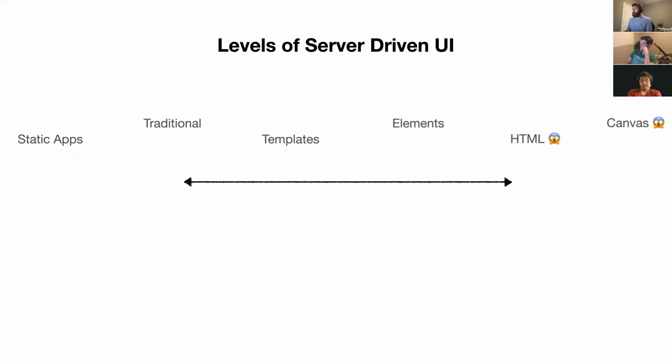Then if you want to get real crazy, you can start thinking about HTML. Probably don't want to do that. Or even if you really wanted to, you could have the backend tell you what to draw on the canvas, which is crazy, but is possible.